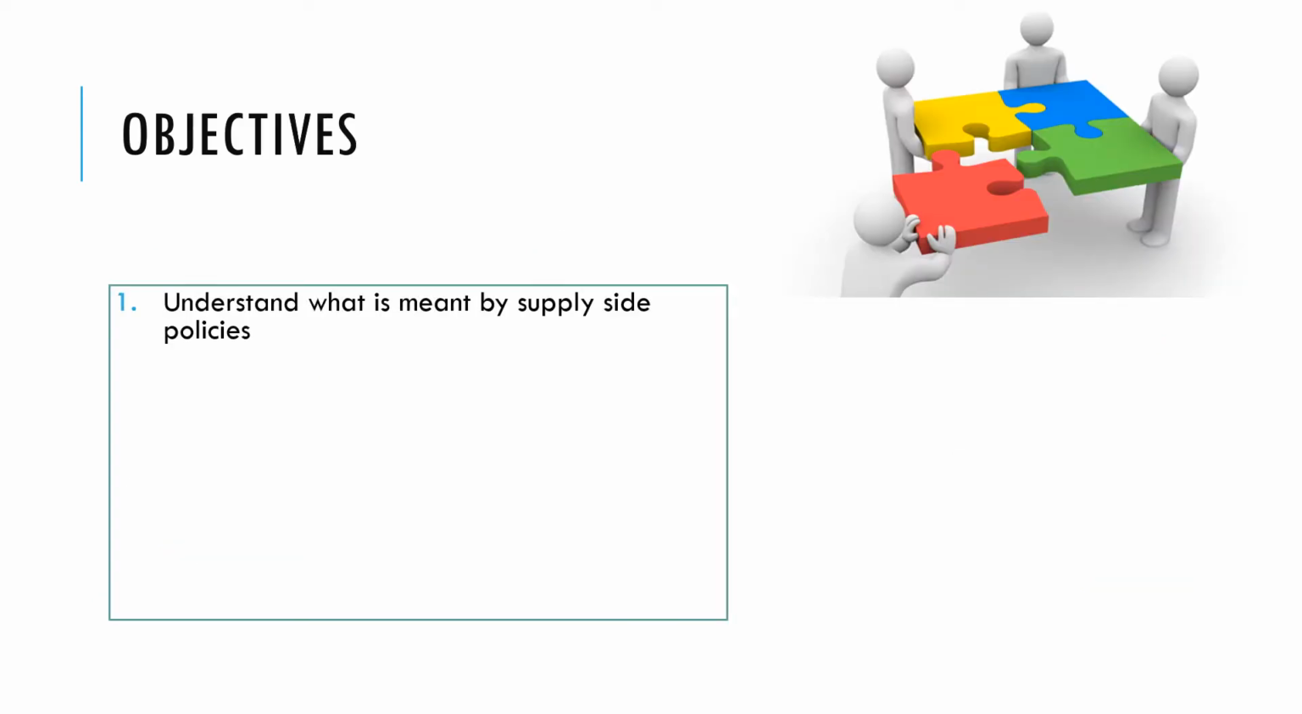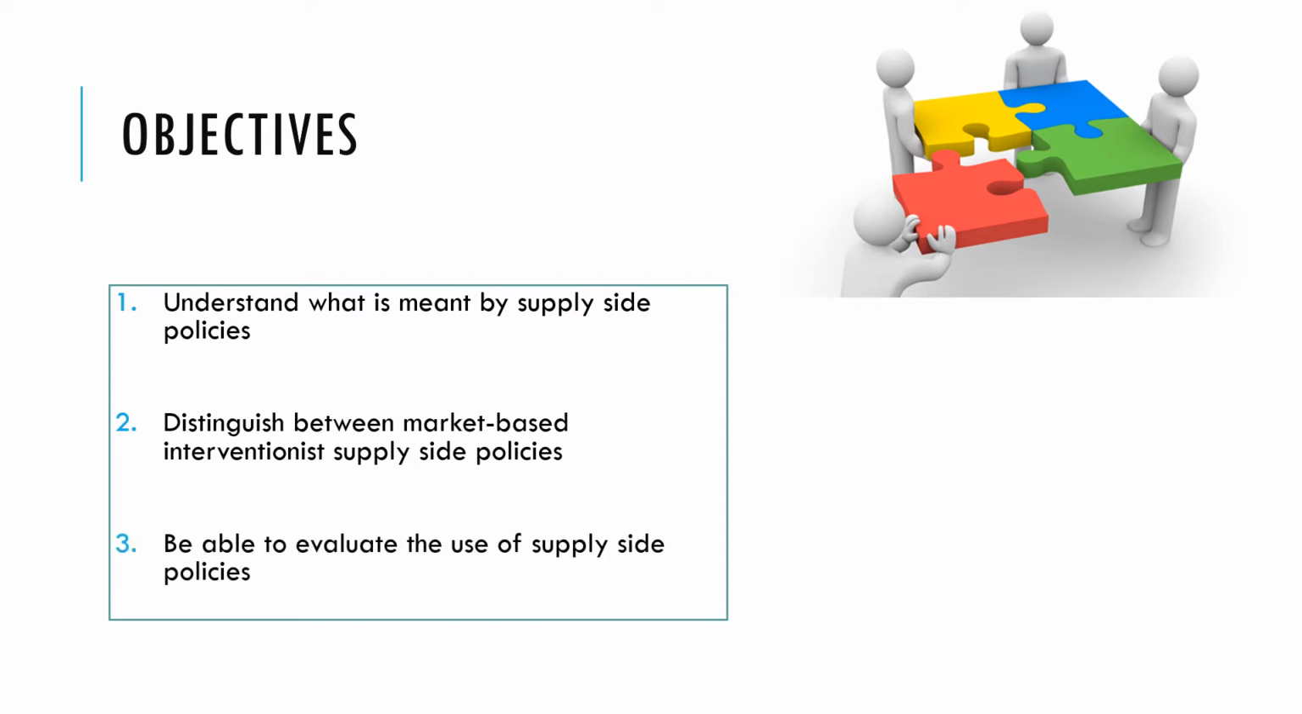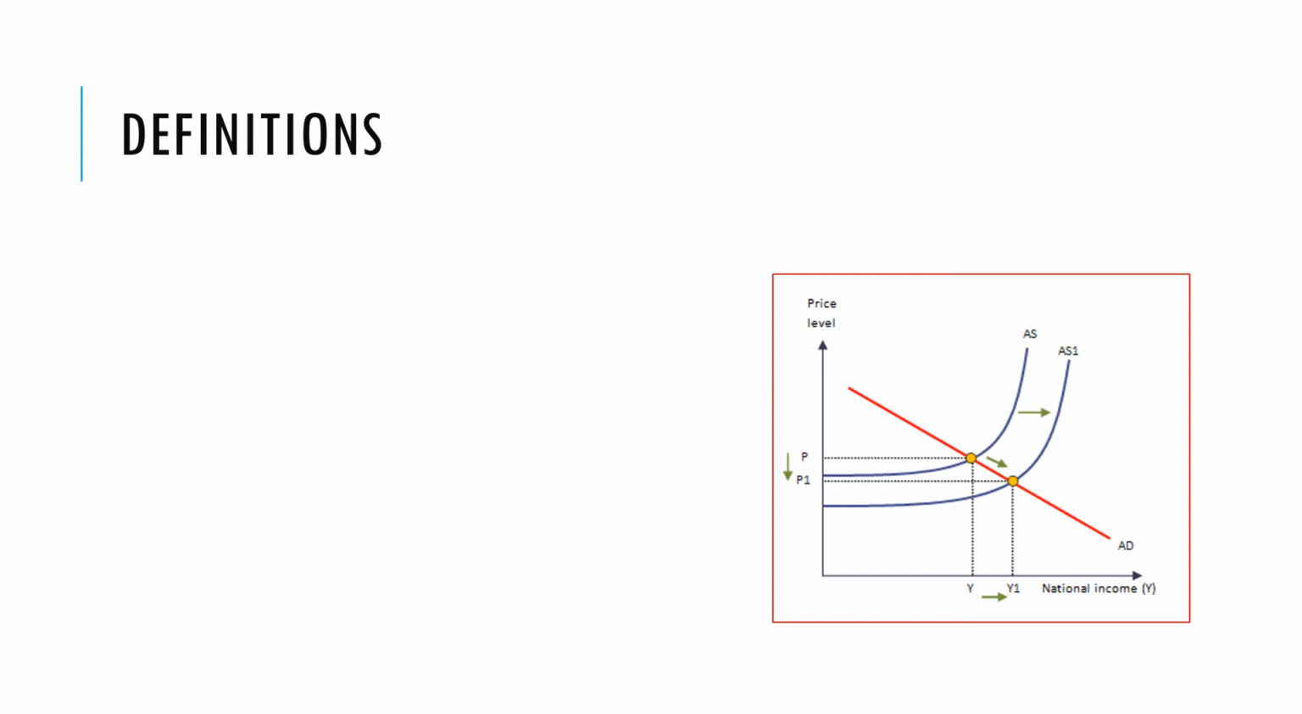So in this video we're going to look at what is meant by supply side policies, some definitions. Then there are two broad categories of supply side policy that we need to be aware of, and that is market-based policies and interventionist policies. And then we're going to finally look at some ideas to evaluate these policies. So let's start off with some definitions.